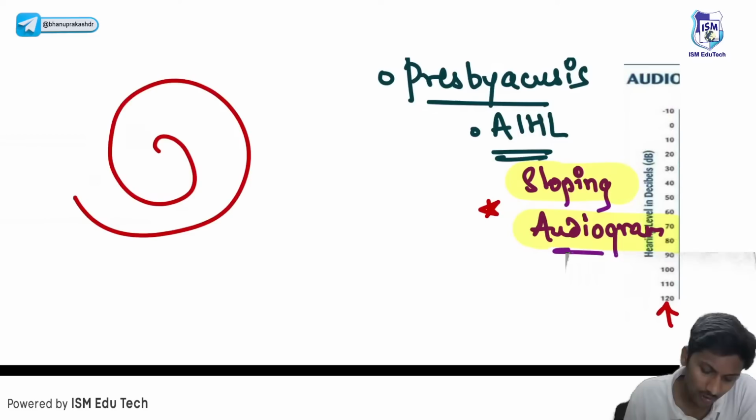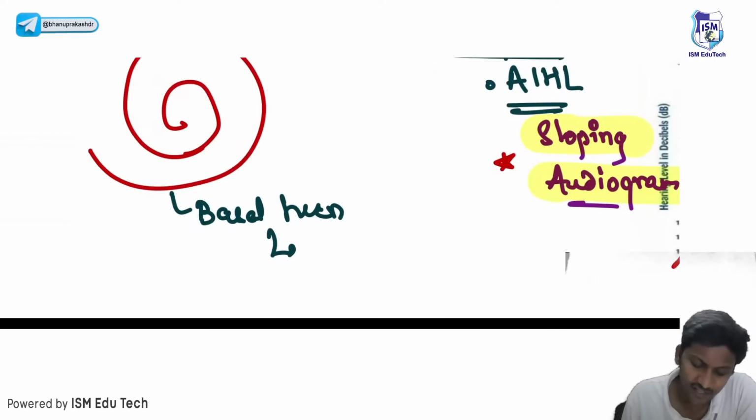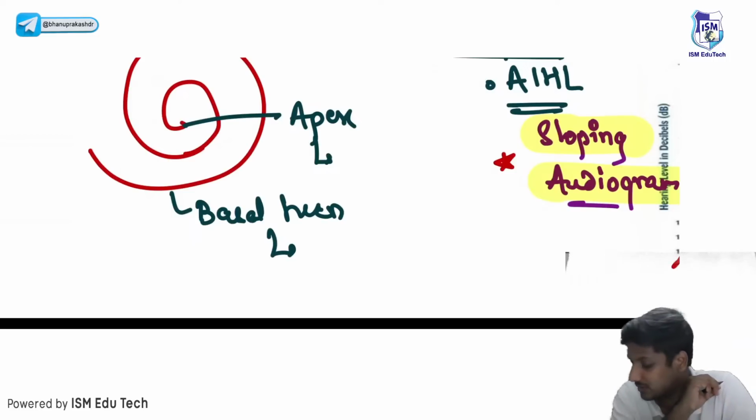What is this? This is the cochlea. Now there are two parts of the cochlea. One is called the basal turn of cochlea. Important is, if the basal turn of cochlea is damaged, it will cause which kind of hearing loss? And this is the apex of cochlea. If the apex of cochlea is damaged, it will cause which type of hearing loss? That was a previous year question.